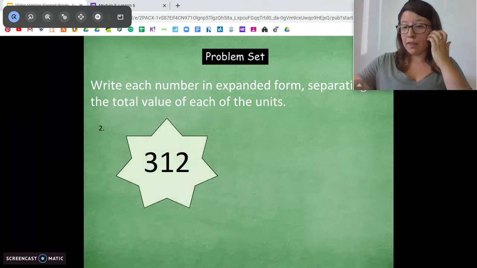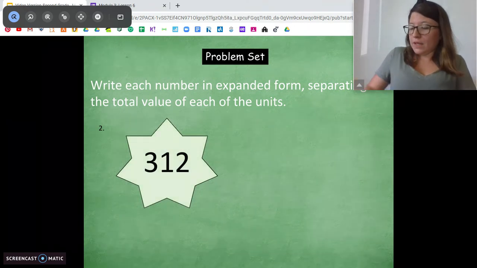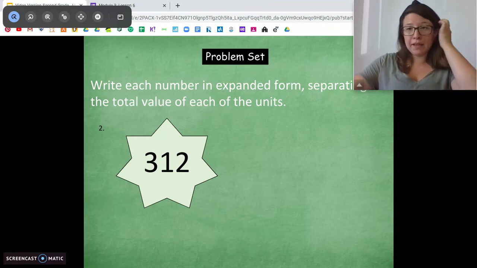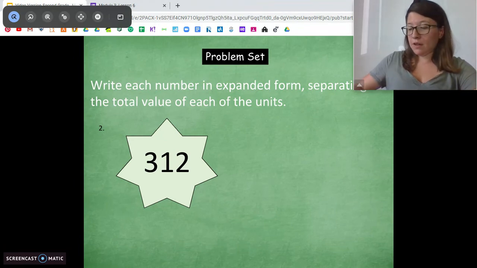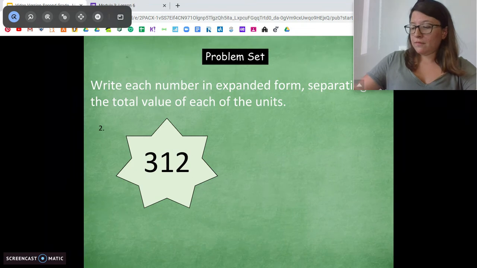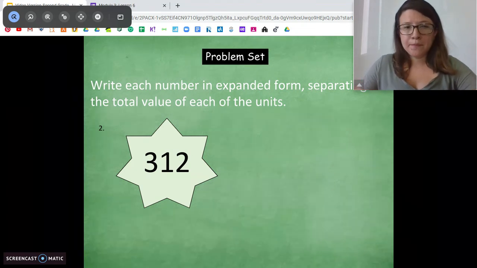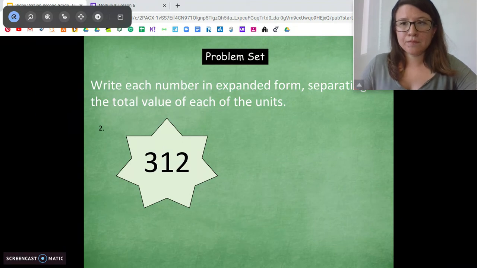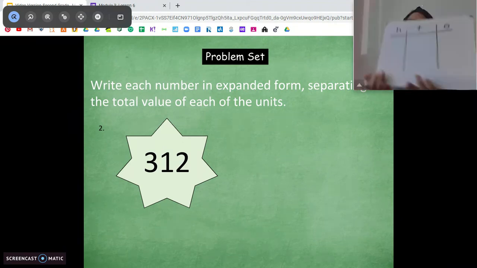Break it down, draw the picture, and then write down the expanded form, that addition sentence. I'm going to do it as well. Pause the video and do it, and then come back when you're ready. Ready? Okay, let's break it down.